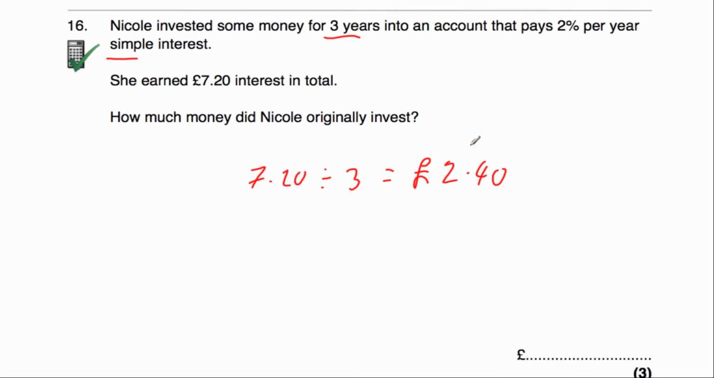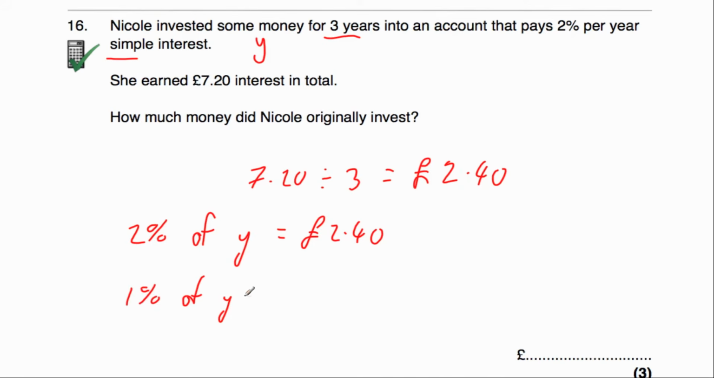Because to work out the amount of interest you receive each year, you work out the percentage of the amount of money invested at the beginning. So 2% of how much money she invested, let's call it Y, is equal to £2.40. So 2% of Y, the amount she invested, is equal to £2.40. So if we know what 2% is, we can work out 100% quite easily. One way would be to divide both of these by 2, so 1% of Y would be equal to £1.20, and then multiply by 100, so 100% of Y would be equal to 100 times £1.20, which is £120. So she invested £120.